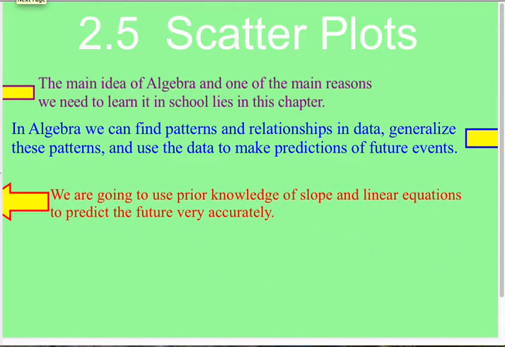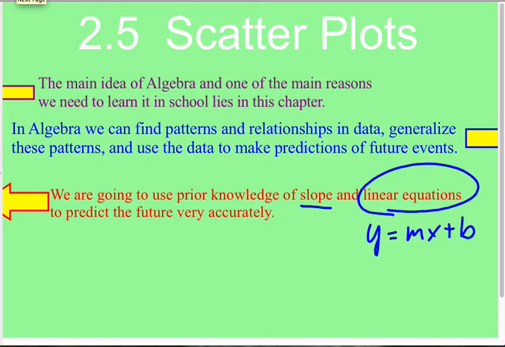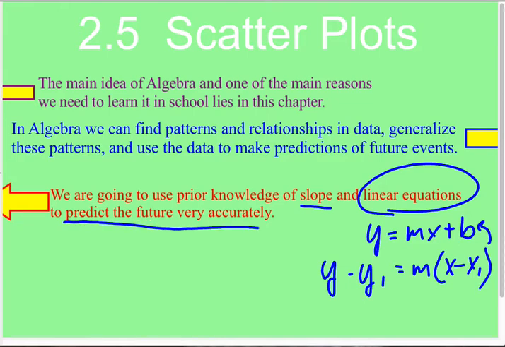We're going to use prior knowledge of slope and linear equations. We want slope-intercept form, y equals mx plus b, but to start out with, we'll put it in point-slope form, y minus y sub 1 equals m times x minus x sub 1, and then work it into slope-intercept form. Once we get it into slope-intercept form, we're going to predict the future with very good accuracy.